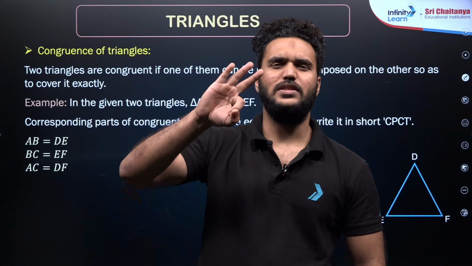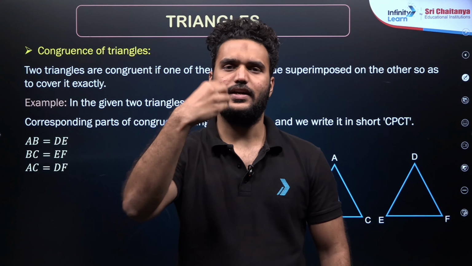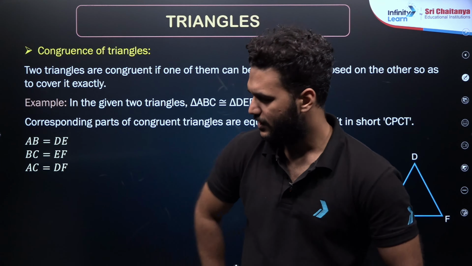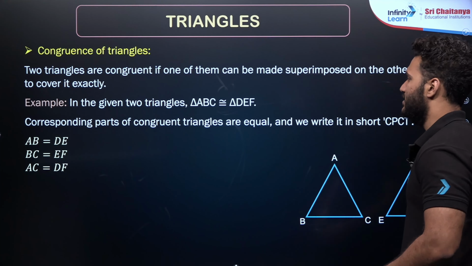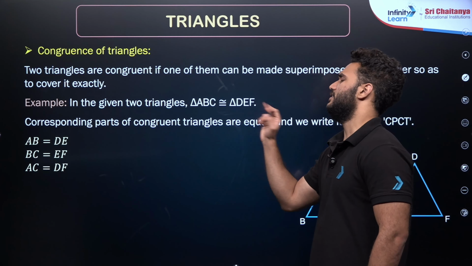If you can find only three things, using only these three things, you can say that these triangles are equal or congruent. And what are those three things? We will talk about them. And we say that triangle ABC is congruent to DEF.